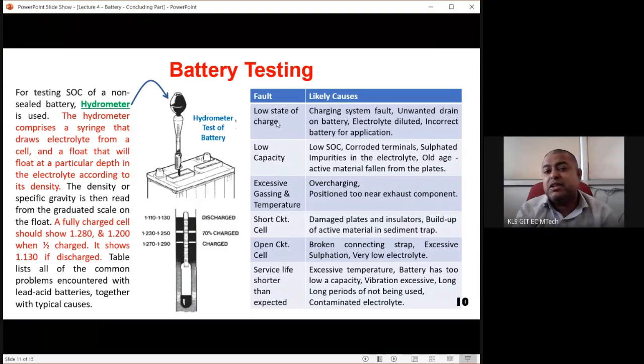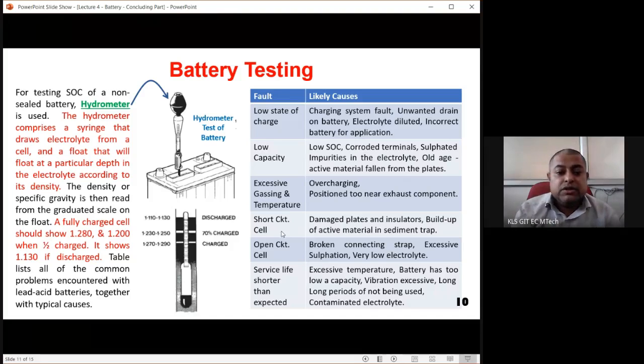Low capacity means the voltage has become low. This will be indicated by low SOC, corroded terminals, sulfation, impurities in the electrolyte, and old age of the active material. If you are overcharging, this will create excessive gassing and temperature. You should always avoid overcharging, because the more the gassing, the lower the efficiency of the battery.